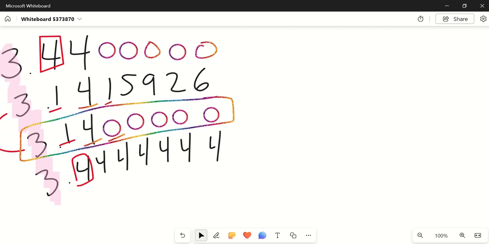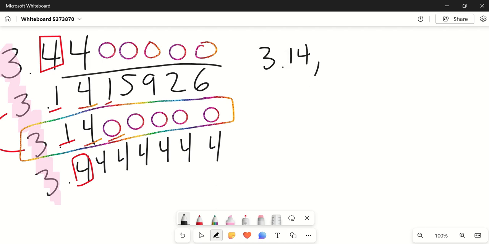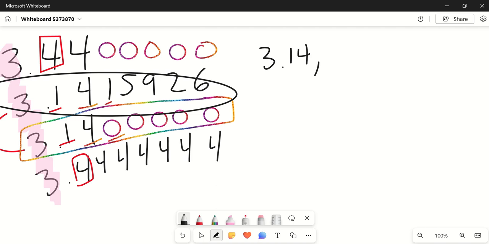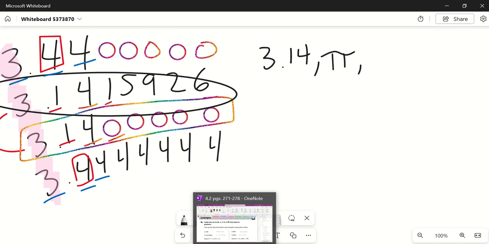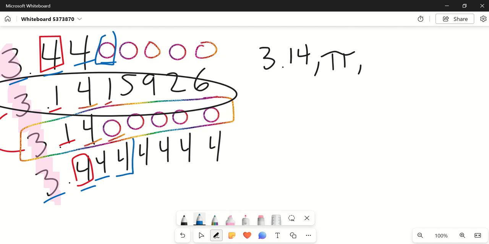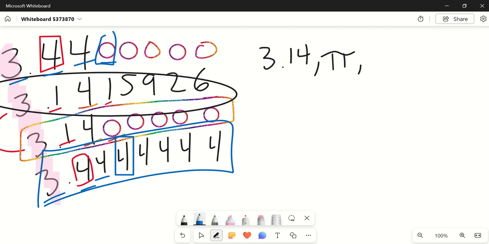So from least to greatest, we have 3.14. Then we're going to have this one, 3.1415, which was written as pi. So pi is next. Now we're going to look at the other two. I'm going to do a different color for this one. So we have 3 in both. We have 4 as the next place value in both. We had 4 in the next place value as both. Now we have a 0 here, but this one's a 4. Therefore, this is the bigger number.